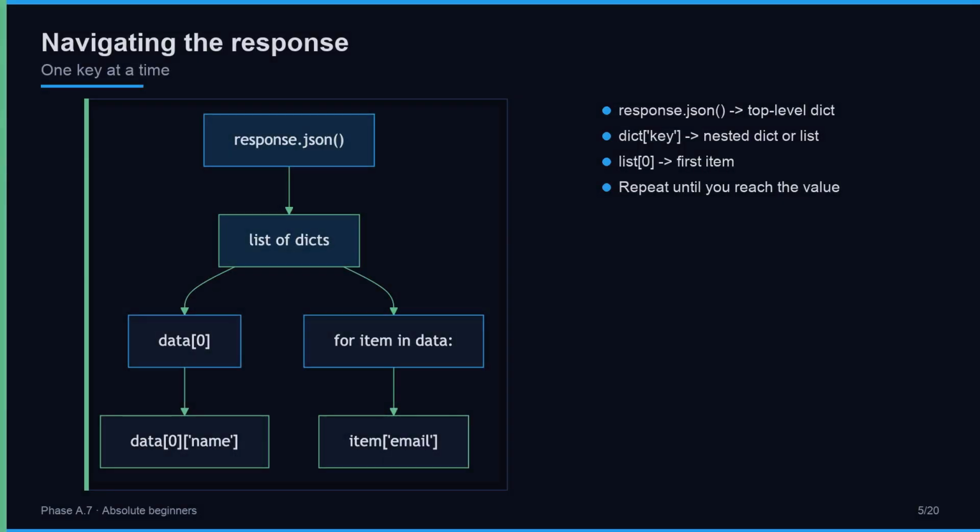Here is how you navigate a response. You start with response.json, which gives you the top-level Python object, usually a dictionary. You read one key at a time with square brackets. If the value is another dictionary, you read a key on that. If the value is a list, you index it by position or loop over it. You never try to understand the whole structure at once, you just go one layer deeper, one key at a time, until you reach the value you want. Patience and square brackets. That is the whole skill. One key at a time.